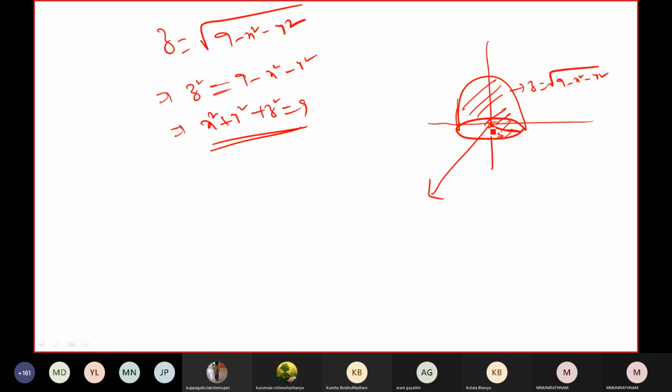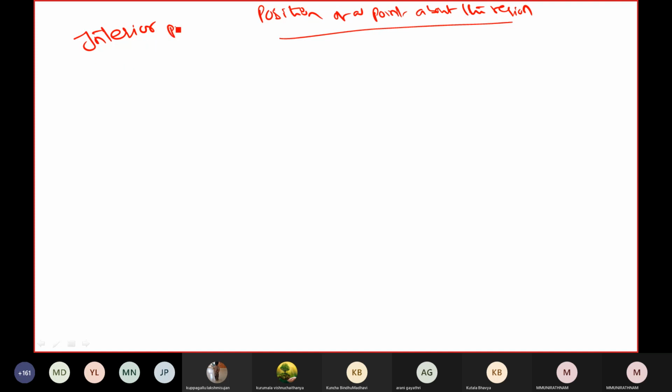Next, look here. Next, interior point, exterior point and boundary point: the position of a point about the region. Okay? So interior point. Let R be the region.